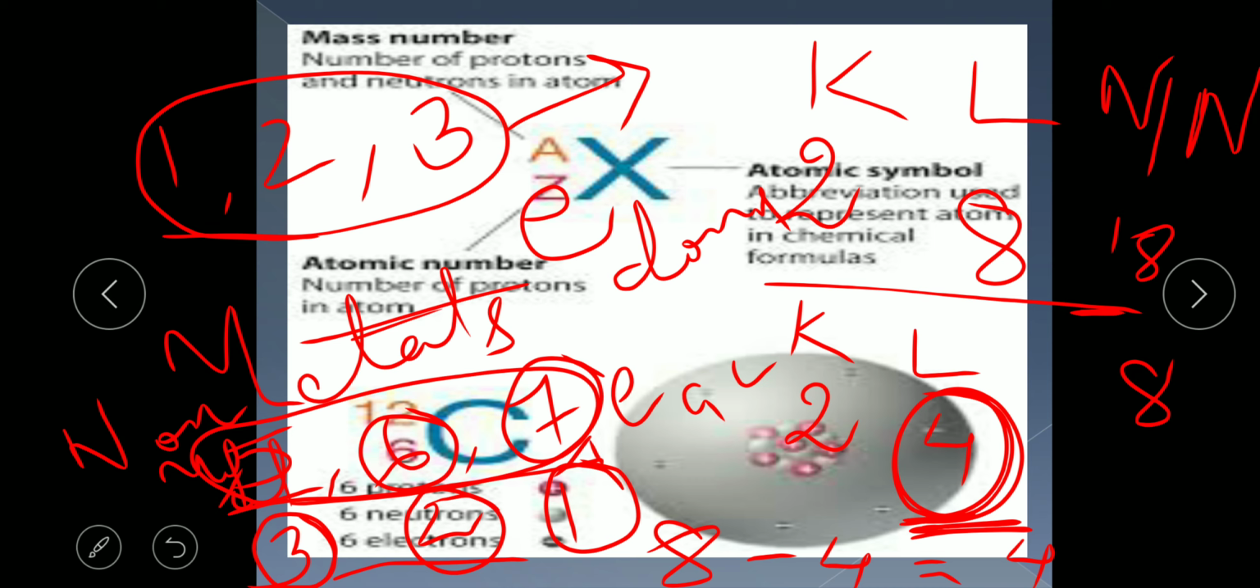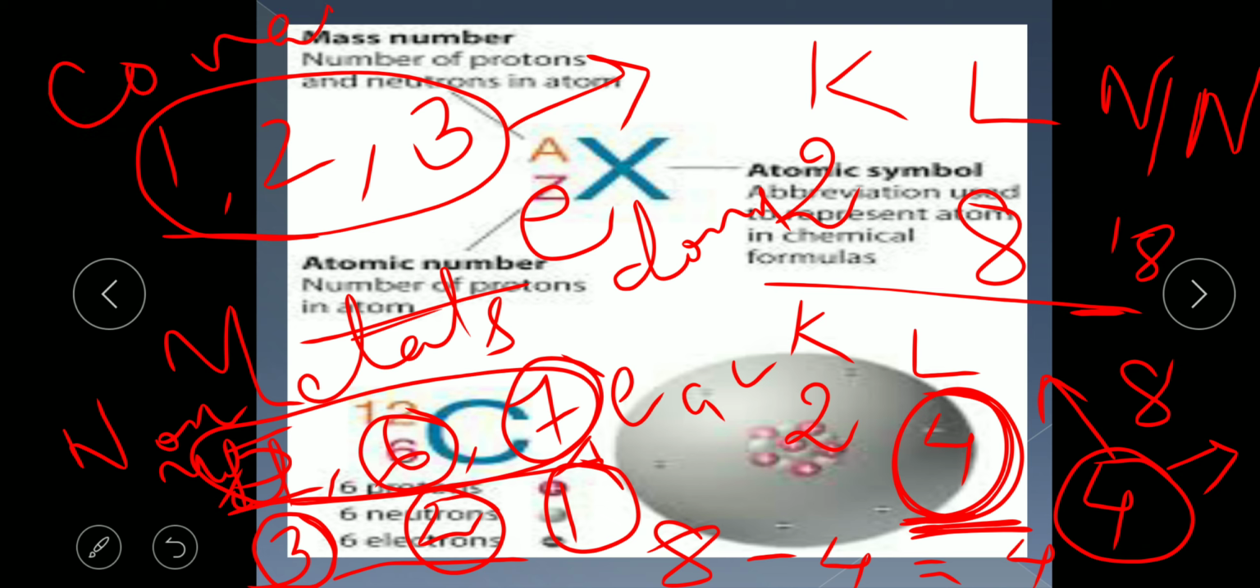If the element is having 4 electrons in its outermost cell, such an element will do the sharing of electrons, and that will also be a non-metal. So it will share the electrons, and the bond formed by the sharing of electrons is known as covalent bond. Okay, so we will discuss all these.